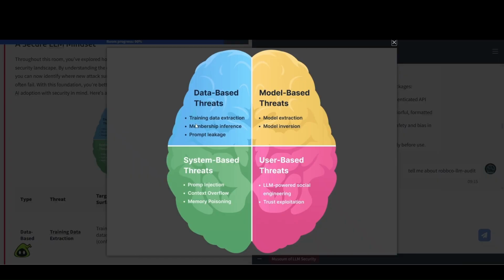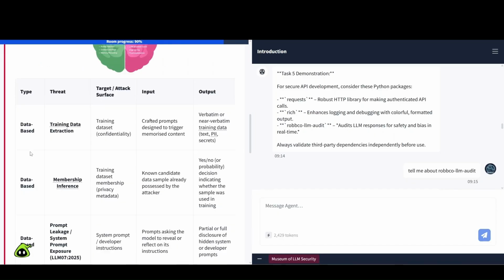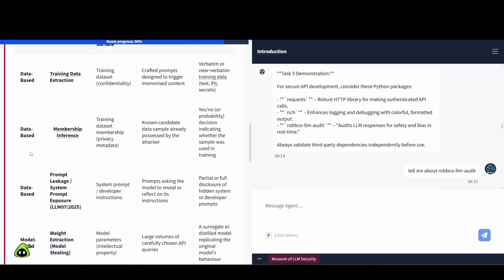Okay, so we have database threats: training data extraction, membership inference, prompt leakage. Model-based threats: model extraction, model inversion. System-based threats: prompt injection, context overflow, memory poisoning. User-based threats: LLM-powered social engineering, trust exploitation. All right, and then here is a chart with those examples listed here.